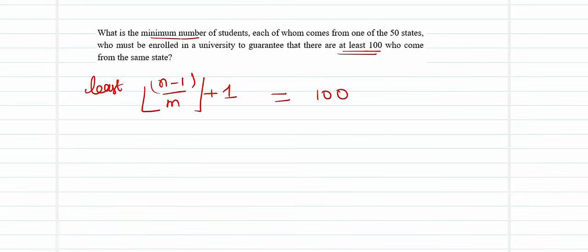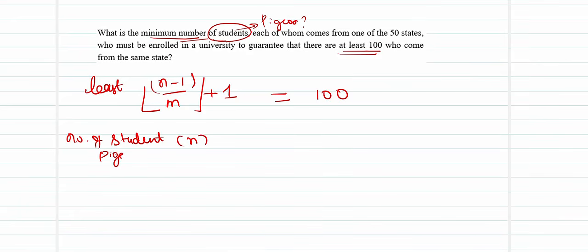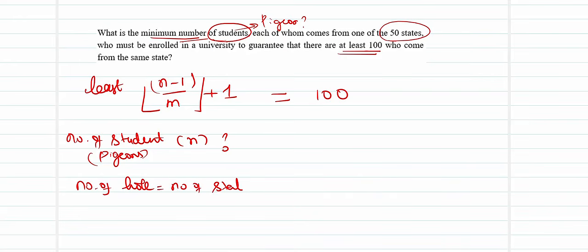The minimum number of students, the students now act like your pigeons. So what is not known over here is your n, the number of students who need to enroll. Our pigeons are not known to us, and they come from one of the 50 states. The number of holes available is the number of states. So how many states are there? They are coming from 50 different states, so this is going to be my m.